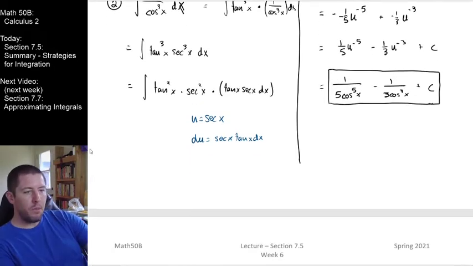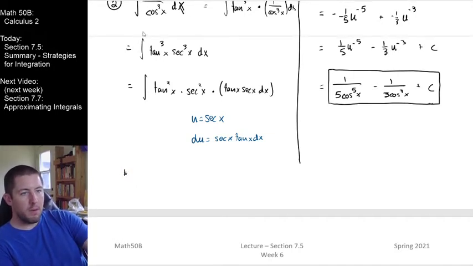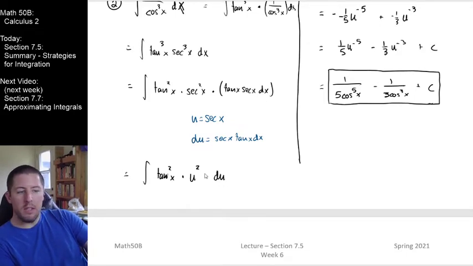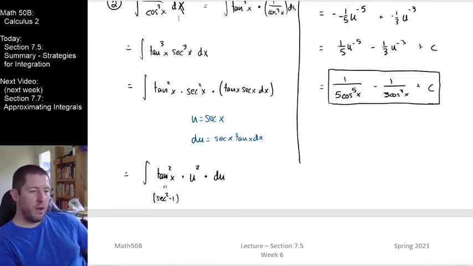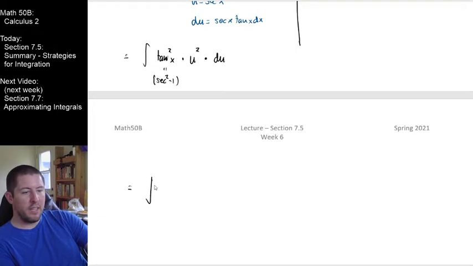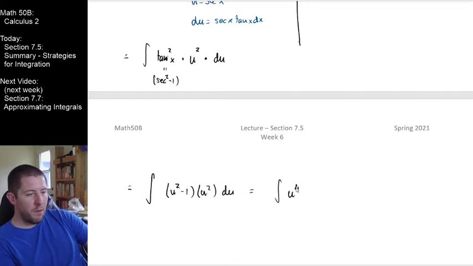All right, proceeding on, what I've got is the integral of tangent squared of x. That doesn't have a substitution term yet. It looks like this is going to be times u squared, and all this over here is just du. So I need to rewrite tangent squared, but the good news is that tangent squared is secant squared minus 1. So this is really the integral of u squared minus 1 times u squared du, which I can rewrite as u to the 4th minus u squared du. Couldn't get any easier than this.